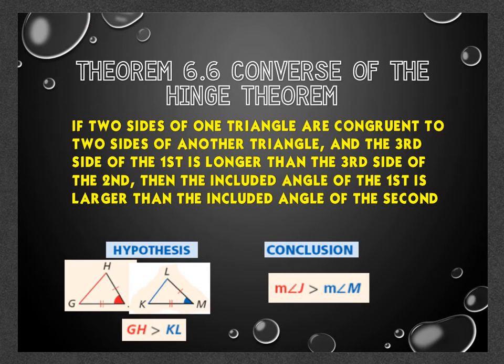This is just the reverse, the converse to the hinge theorem, which again, number's not important, especially because that's the wrong number because that says 6, 6, and this isn't the right chapter. This says the converse of the hinge theorem, which is if 2 sides of one triangle are congruent to 2 sides of another triangle, and the third side of one is longer than the third side of the second, then the included angle of the first is larger than the included angle of the second.